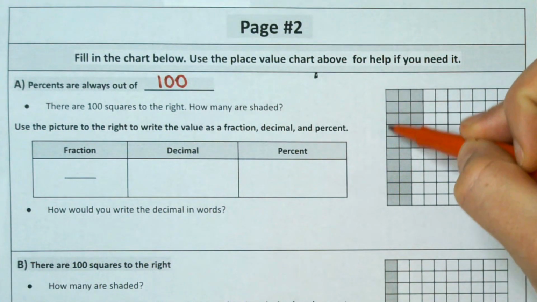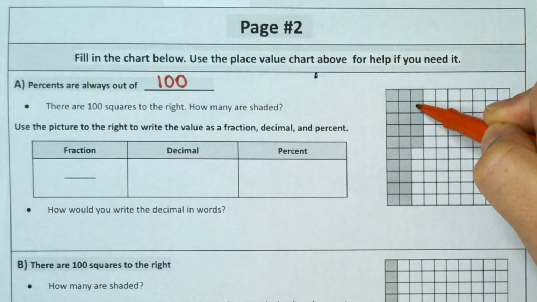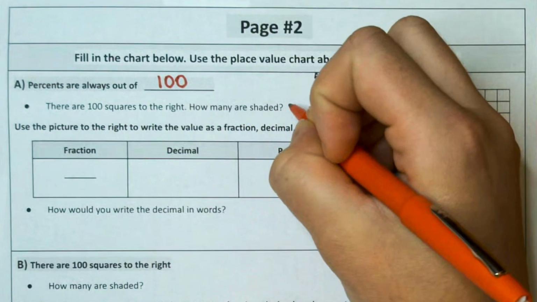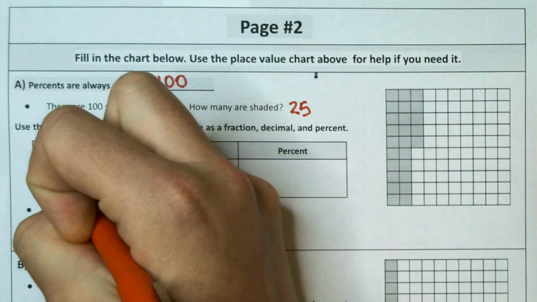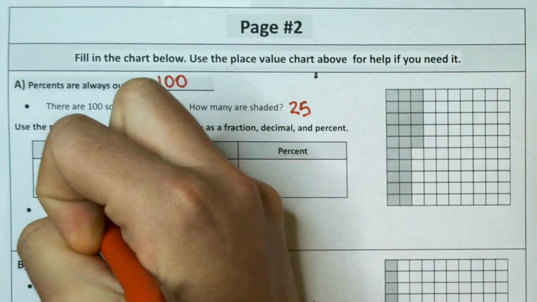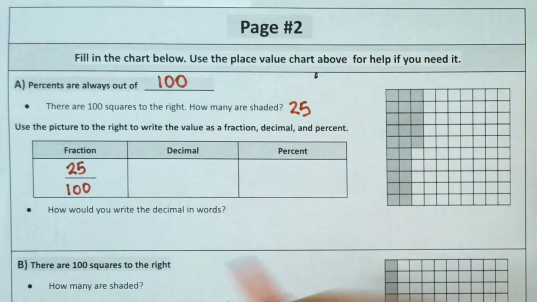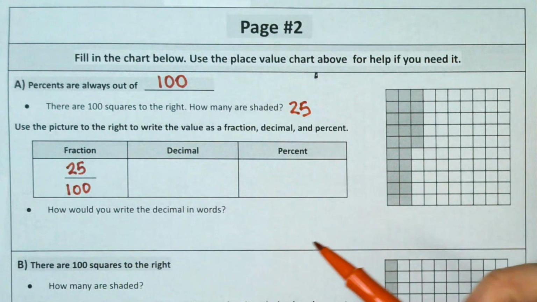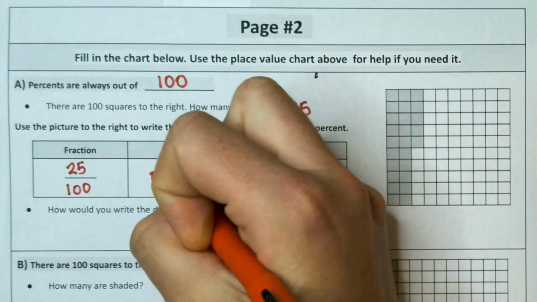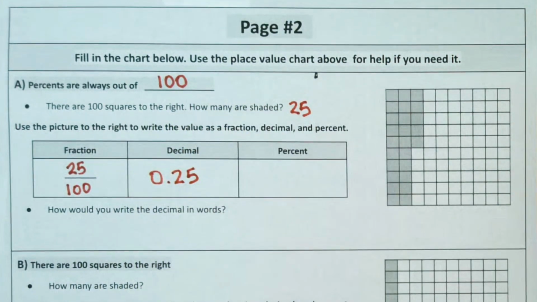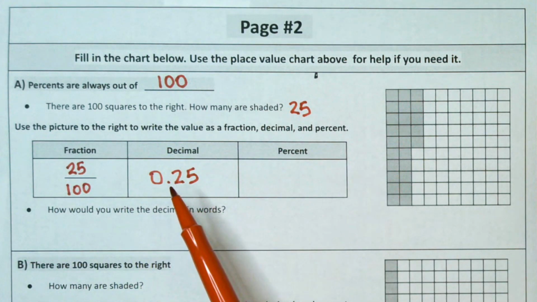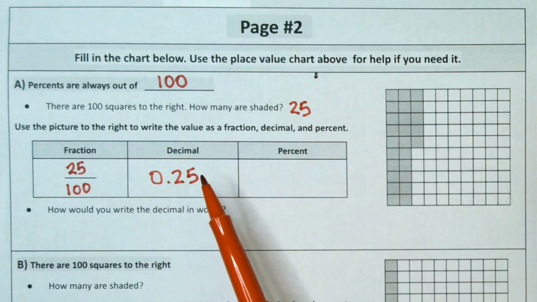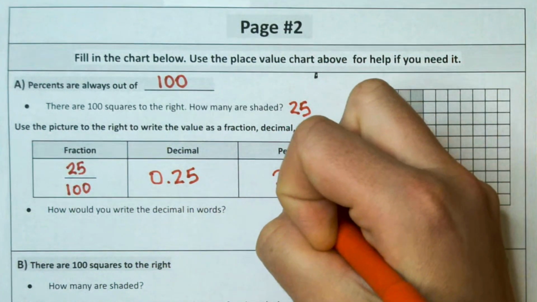I can see that we have 10, 20, 21, 22, 23, 24, 25 squares shaded. So if I want to write this as a fraction, I can write it as 25 over 100. As a decimal, I could write it as 25 hundredths. And then as a percent, I can multiply this by 100 or move my decimal over 2 places to the right and get 25%.